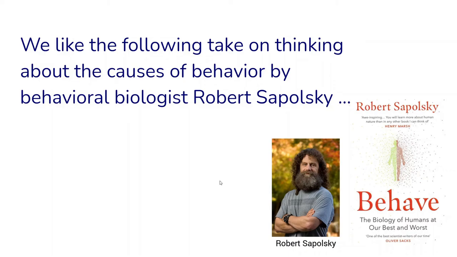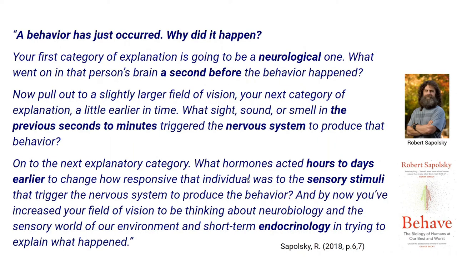To summarize, we like the following take on thinking about the causes of behavior by behavioral biologist Robert Sapolsky in his book, Behave. So let's say you observe a behavior has just occurred. Why did it happen? Your first category of explanation is going to be a neurological one. What went on in that person's brain a second before the behavior happened? Now, pull out to a slightly larger field of vision. Your next category of explanation is a little earlier in time. So we're noticing he's basically doing it by going back in time. What sight, sound, or smell in the previous seconds to minutes triggered the nervous system to produce that behavior?